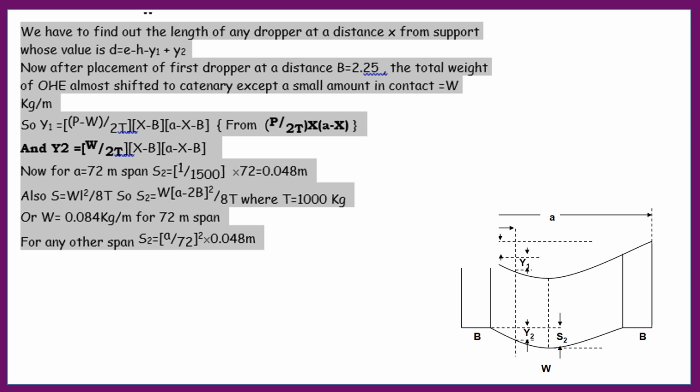To remember it, you can easily keep it in your mind. This is for a 72 meter span, but for any other span it will become (A by 72) whole square. A means span, divided by 72. If it is a 72 meter span, then 72 by 72 is equal to 1, so 0.048. But if the span changes, then this value will also change.